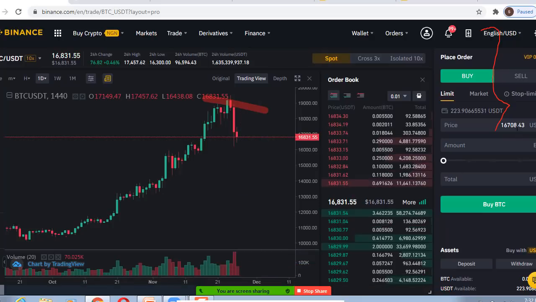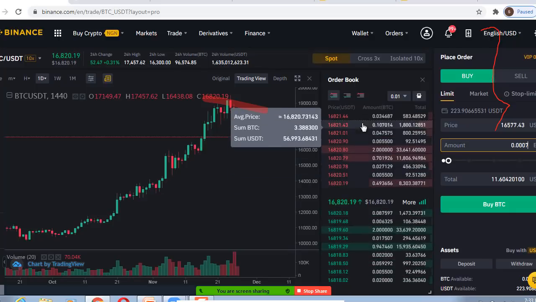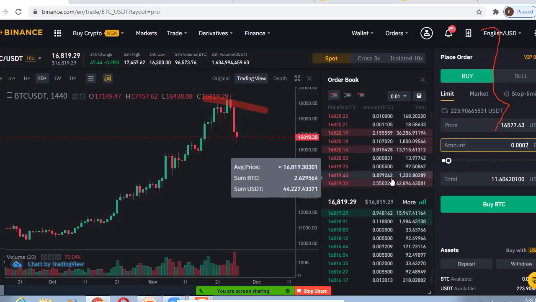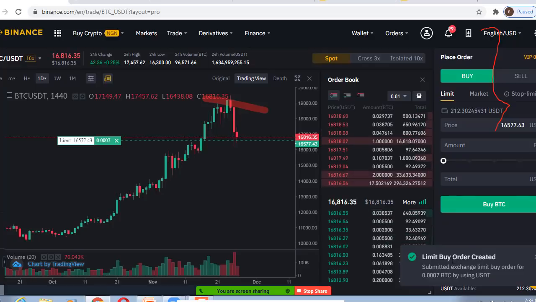16,577. So I can go here and click 16,577. I'm saying at this price is where I want to buy, and I want to buy 0.0007 Bitcoin. So if I place this order, this is about 11 USDT. If I place this order, my order will be executed. Now it will go to the order box as a buy order. So if I click on it, you see my order has been created.